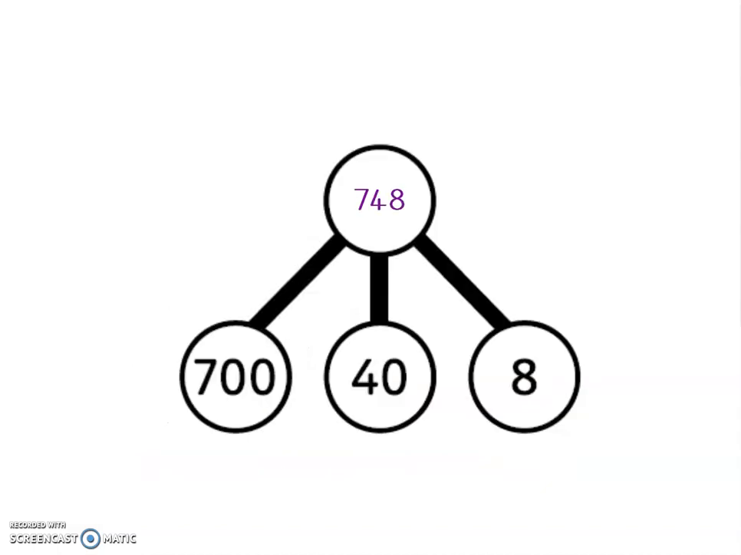And our final representation was an abstract part-whole model, the one where we're using our digits rather than pictures and images. And in this case, we can see that we've got 700, 40, and 8. And when we combine those three values together, we make the number 748. Great work.